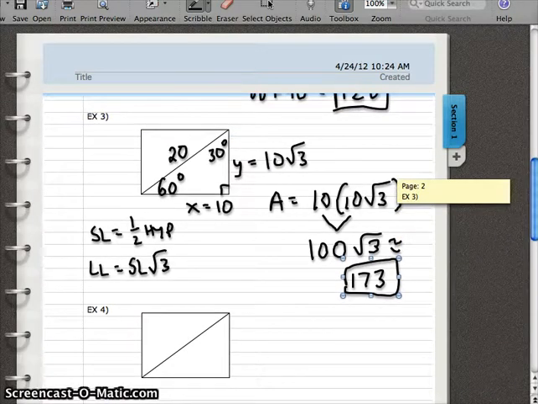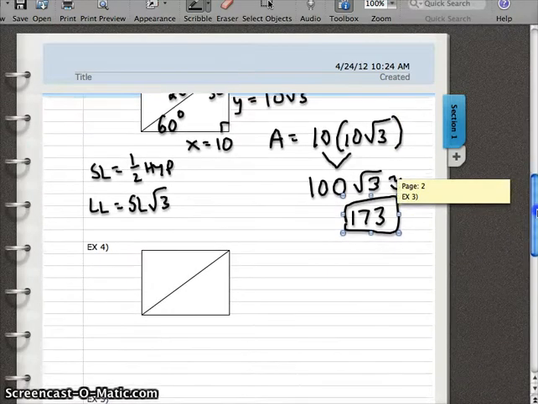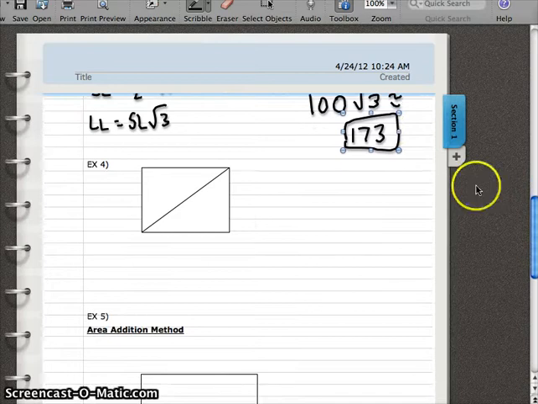So that was using special right triangles to find missing sides of our quadrilateral to find the area. One more example.